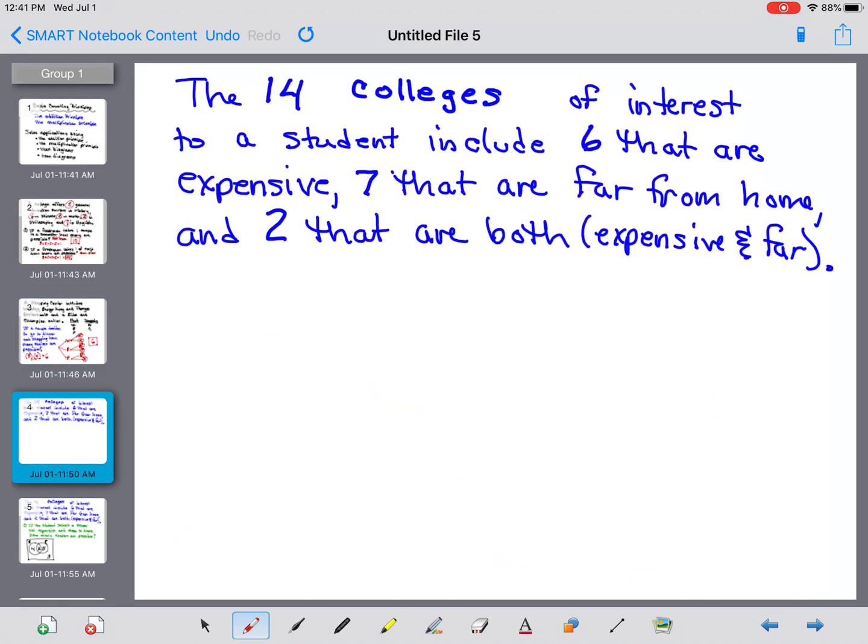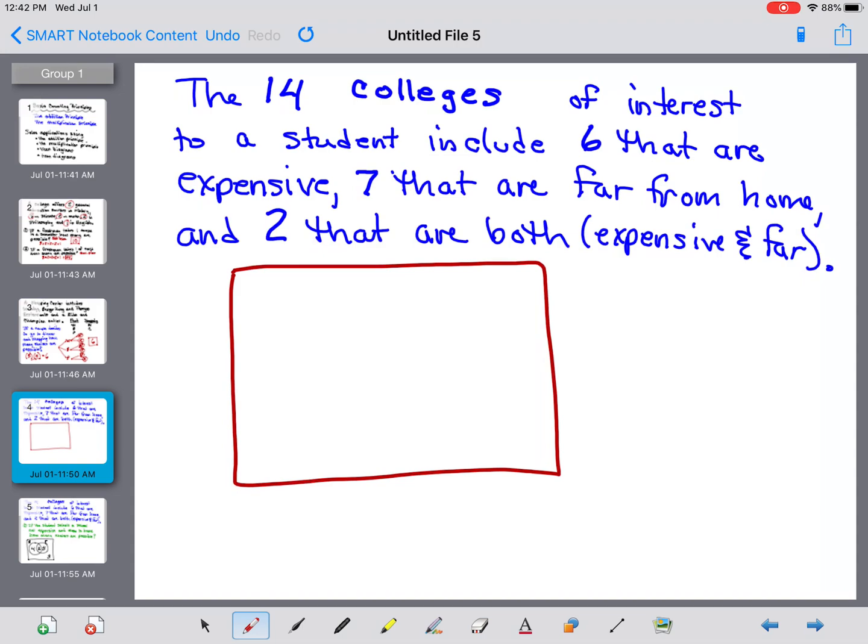Okay, next example. The 14 colleges of interest to a student include 6 that are expensive, 7 that are far from home, and 2 that are both expensive and far from home. Here's a perfect example of where we're going to use a Venn diagram. Inside that Venn diagram, we're going to make sure that the numbers add up to 14. So I'm just going to write that here. Remember, whatever numbers we put inside here have to add up to 14.